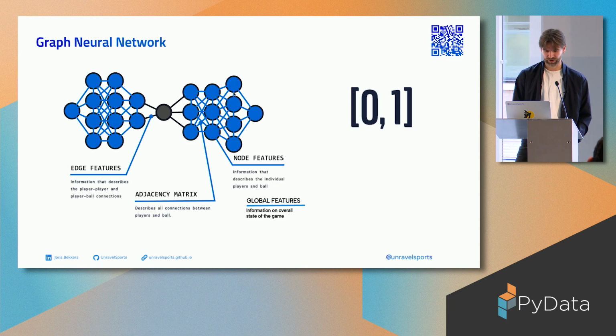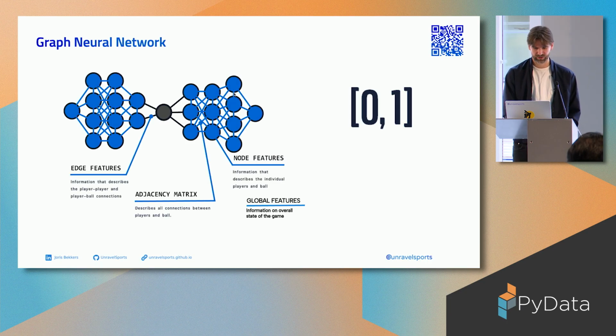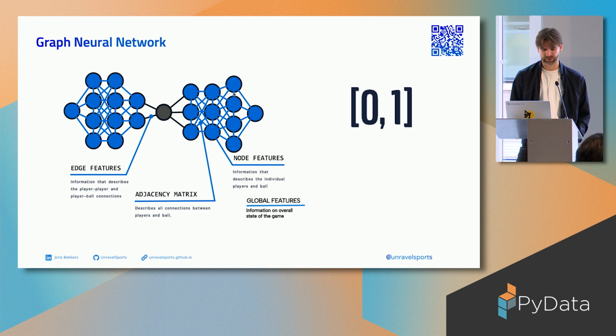So in case you don't know what a graph neural network is, this is kind of how it looks like in football. So we have 2 teams and a ball. And we create node features, and the node features describe things that are related to the player or the ball.